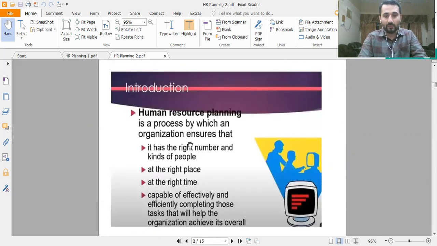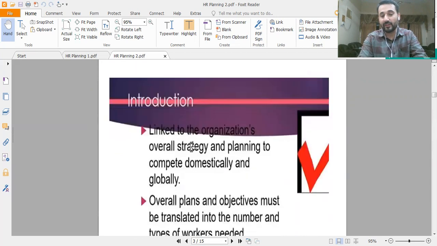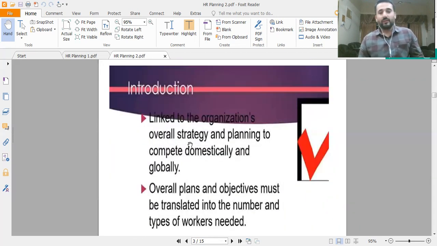Slide number 3. Basically, HR planning is definitely linked to the strategy or the strategic goal of an organization. This is an era where every organization can go global within no time. We know that. Therefore, to achieve success in a competitive environment, an organization needs to link its HR strategy with its strategic goals within as well as across the globe.